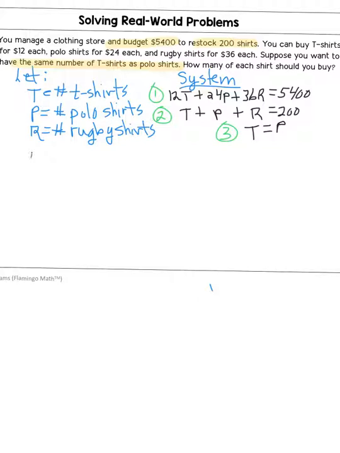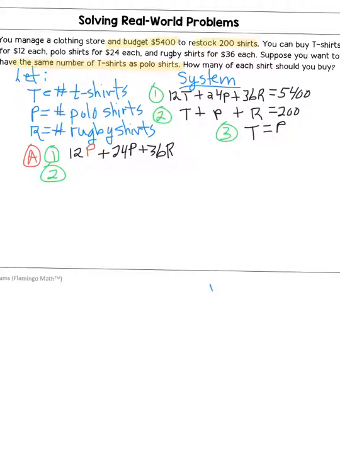So part A, let's substitute into equations 1 and 2. So we're going to use 1 and 2. And we're going to actually substitute in P for the T. So I have 12. Instead of T, I'm putting P. And then I have plus 24P, and then plus 36R.